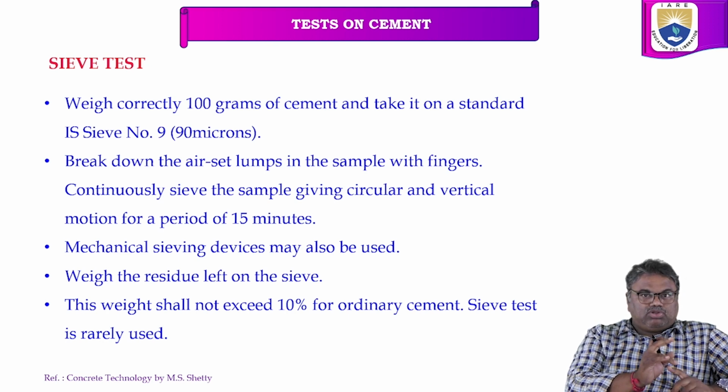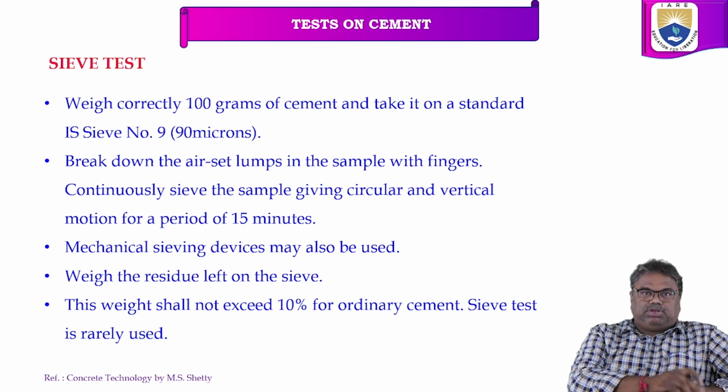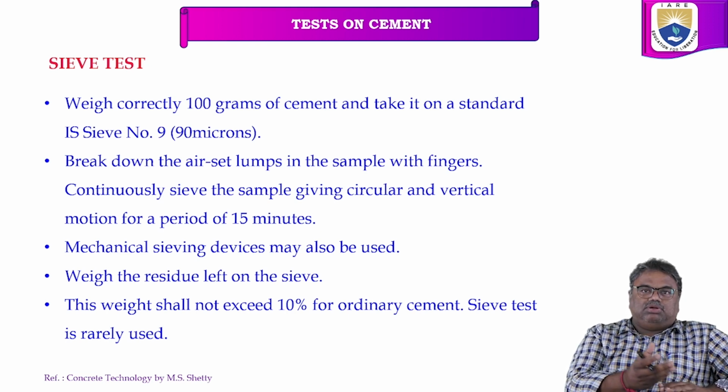Basically we need to give a circular motion as well as a vertical motion for 15 minutes, and then weigh the residue left over on the sieve. Whatever residue is there, take the weight of the residue. This weight shall not exceed 10% of ordinary cement.